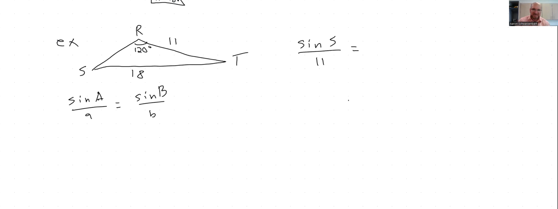And it asks me to find the measure of angle S, which is this side. Those labels for the law of sines are really about positions. It doesn't matter what the letter is. So 11 goes with S. So I can set this up: sine S over 11 equals sine 120 over 18, which goes with the 18. So I can set that up like that.